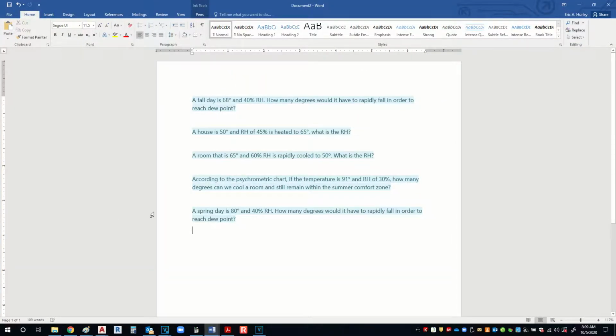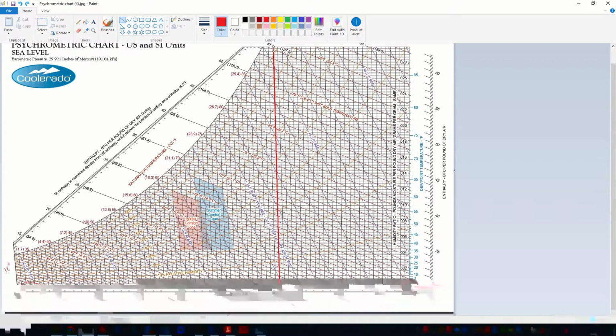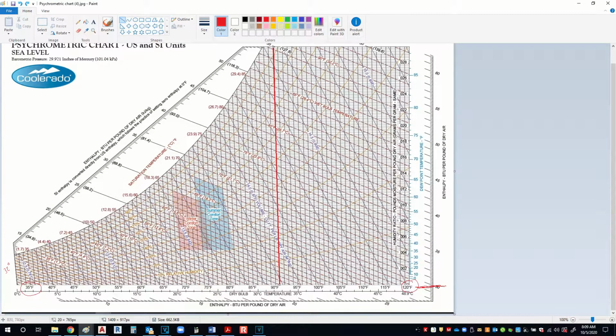Next question. According to the psychrometric chart, if the temperature is 91 degrees and the relative humidity is 30, how many degrees can we cool a room and still remain in the summer comfort zone? So we have 91 degrees, and we have 30% relative humidity. So we've got to follow this line right here. There's 30%. We're going to follow this line up to here.